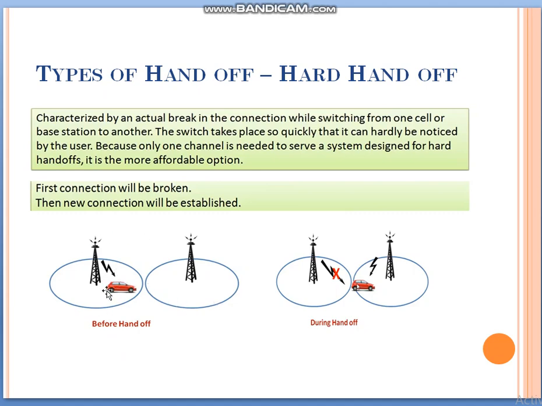Means firstly a connection is established, and when the user is going to another network, this connection is properly dropped, then a new connection is established, and it disconnects from this network and establishes a connection to another network.